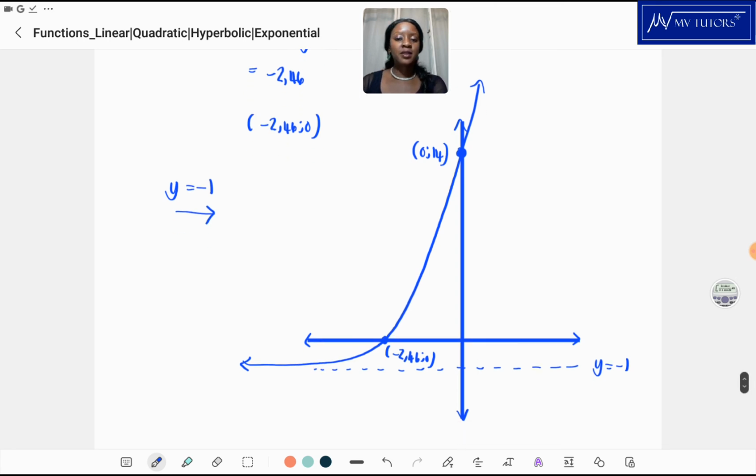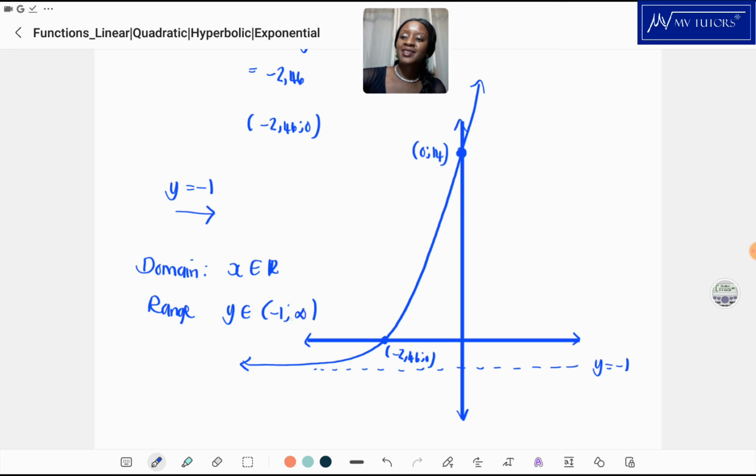Now let's just talk about the domain. I did say that the domain, just like the parabolic function, is an element of R, an element of real numbers. And then my range. The range is really restricted by the asymptote. So y is an element of, we're starting at negative 1 and going all the way to positive infinity. And that's pretty much how you do this.